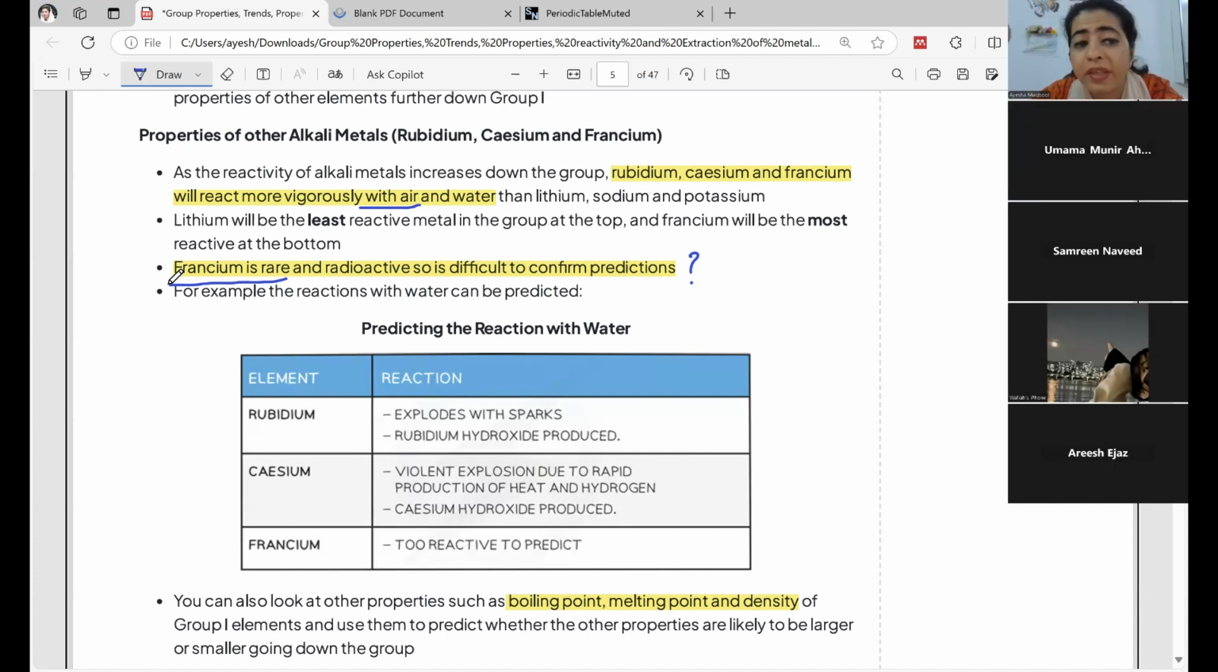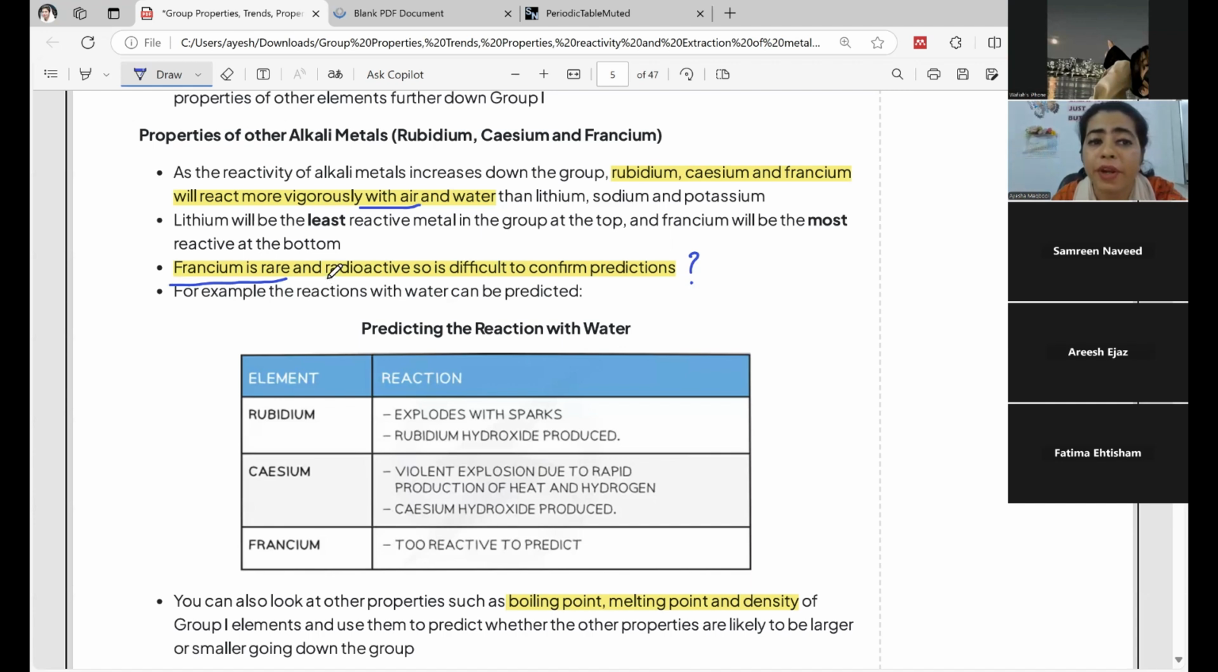It is hard. Second thing is francium is also radioactive. Radioactive, have you ever heard the name radioactive before? What are radioactive elements? Any idea? Wafia, you have a question?